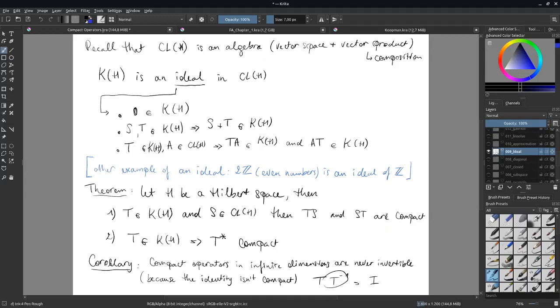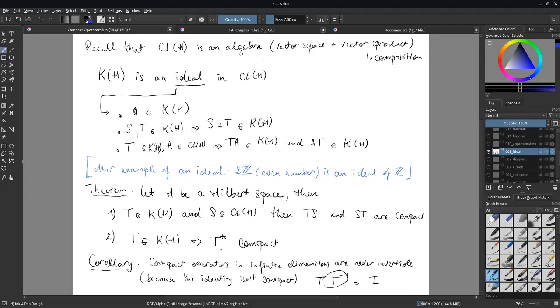We have this theorem that says that for a Hilbert space, if T is compact and S is bounded, then TS and ST are compact. And if T is compact, then the adjoint T star is compact. And those are fairly easy to see.